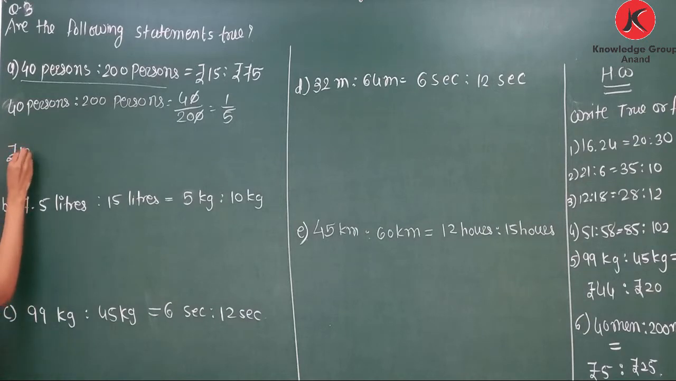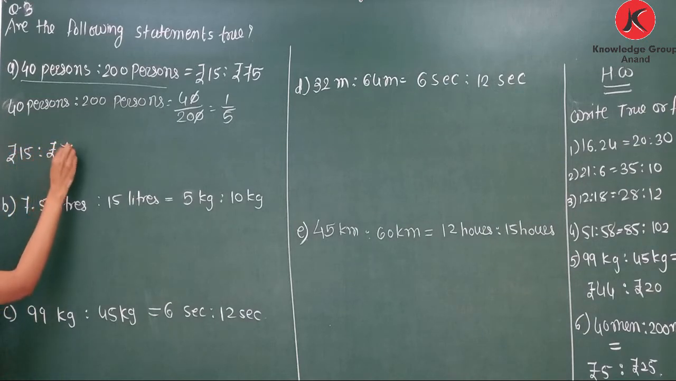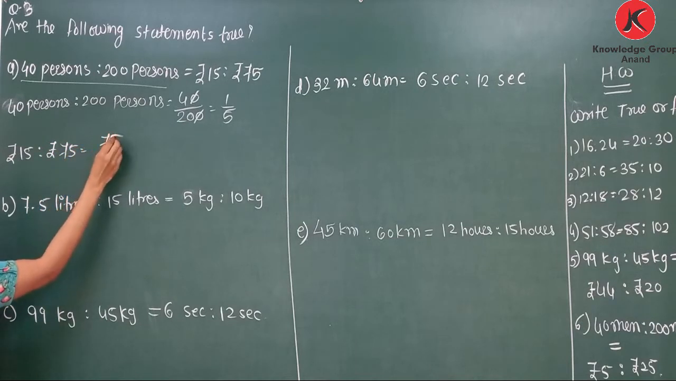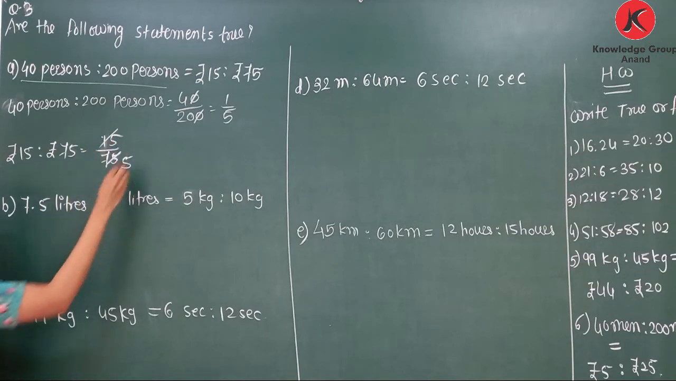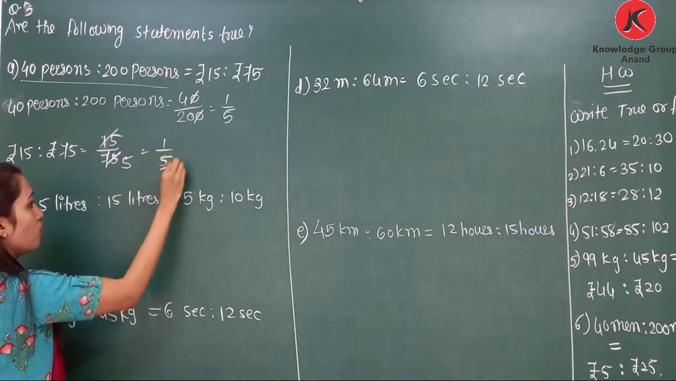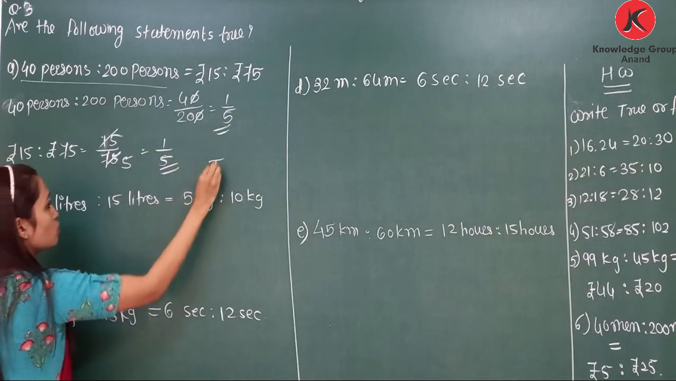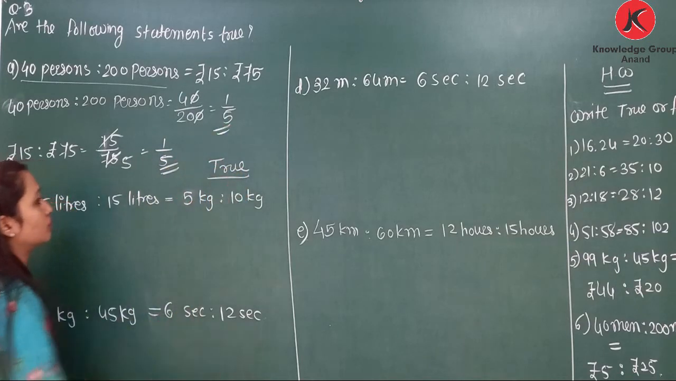Now rupees 15 to rupees 75. So let's take 15 divided by 75. 15 5s are 75, so it is 1 by 5. Both ratios are same, so it is a true statement.